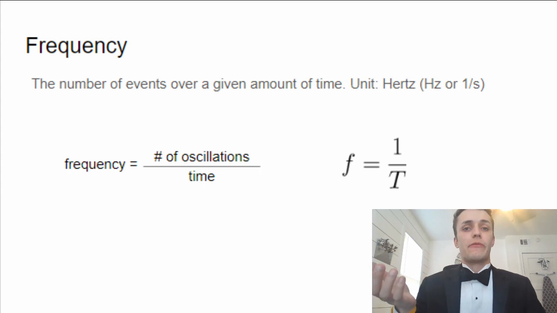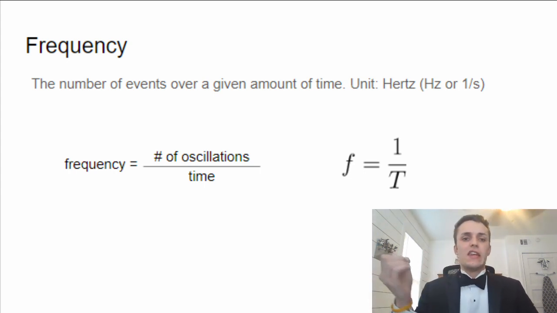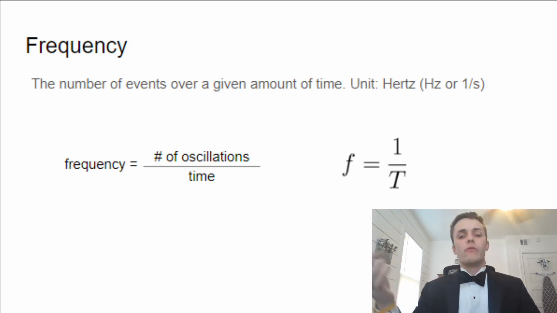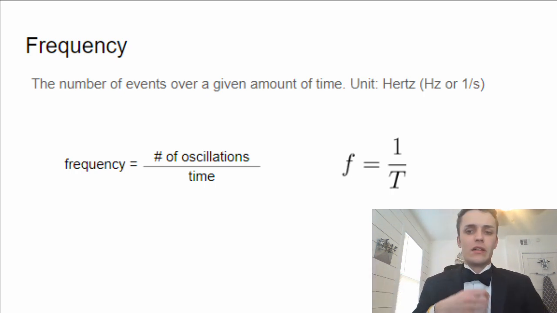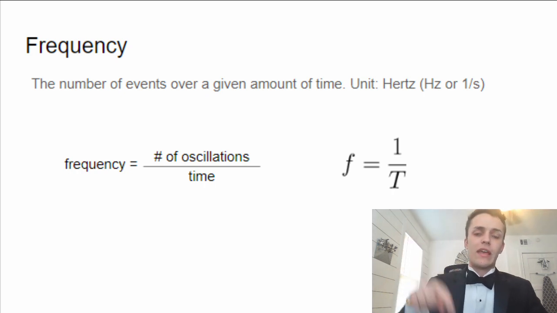Our next one should be a familiar word, frequency. Frequency is the number of events over a given time. The frequency is represented by a lowercase script f.